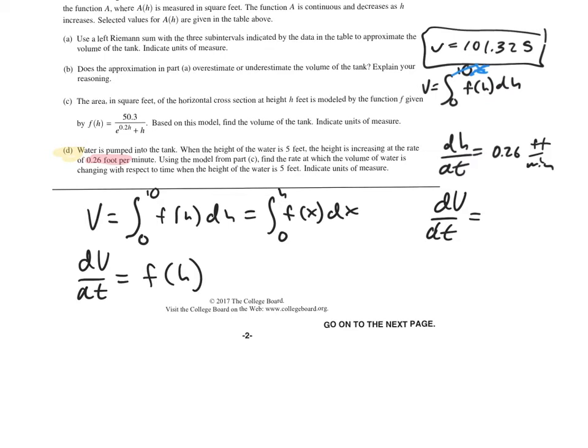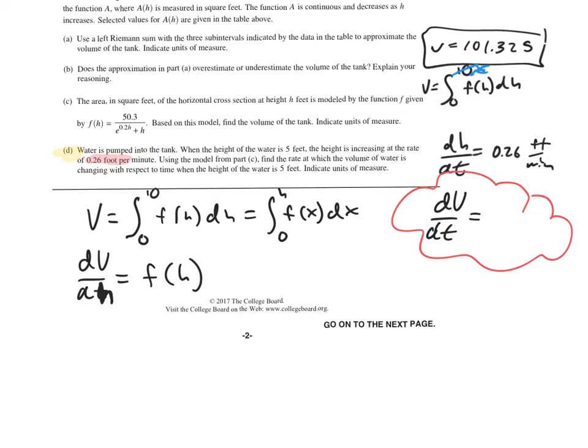But here's the problem with what I just wrote. This isn't dV/dt. This is dV/dh. But I want dV/dt. Now this is where I was getting a little bit confused. It's like, okay, well that doesn't make any sense. How do I go from dV/dh to dV/dt?